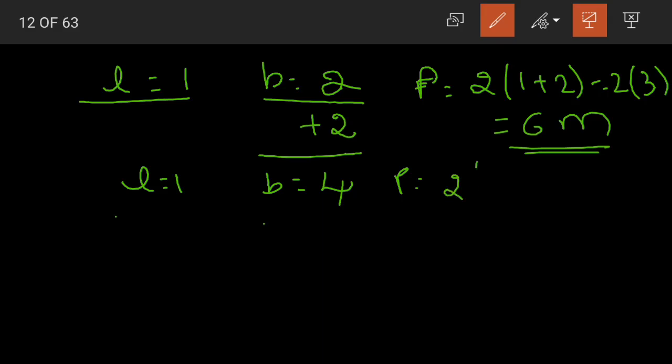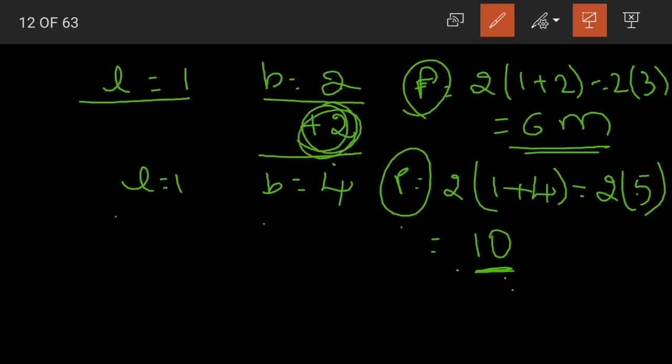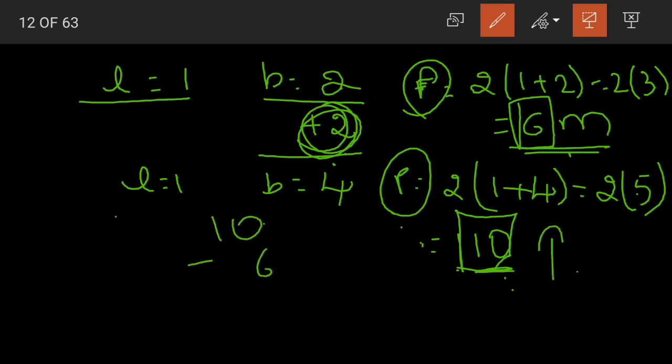What will be the perimeter now? 2 into 1 plus 4, that is equal to 2 into 5, that is equal to 10. 2 5s are 10. If you observe the difference in perimeter now, when the breadth was increased by 2 units, what is the difference in perimeter? First the perimeter was 6. Now the perimeter is 10. It has increased.